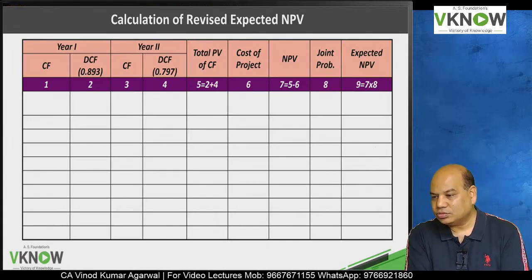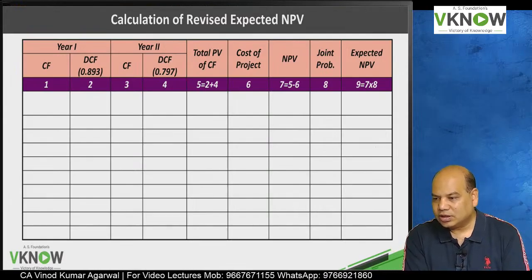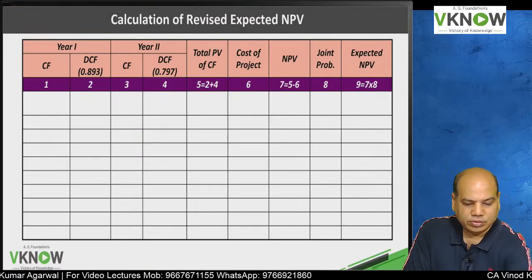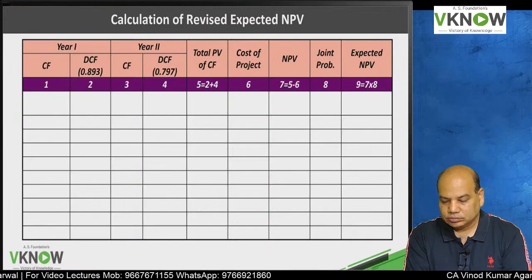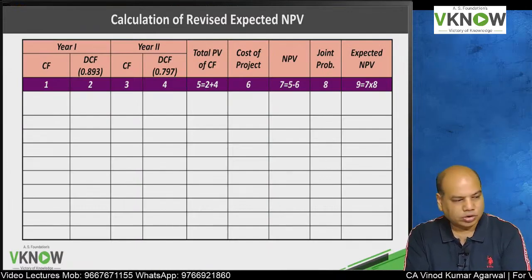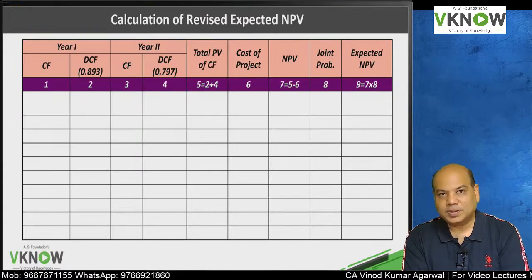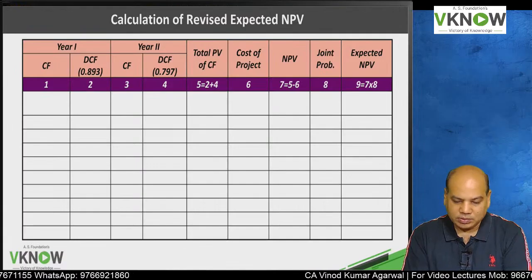Again write year 2 cash flow, discounted cash flow. Second year cash flow you will discount using factor 0.797. Then total PV of cash flow, cost of the project, NPV, joint probability and expected NPV.